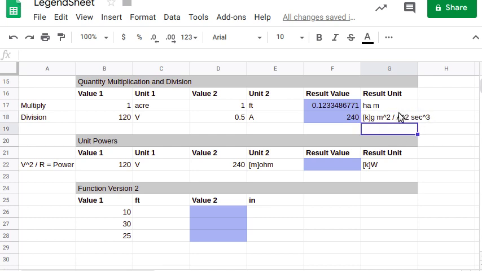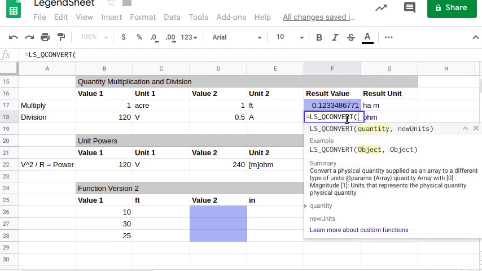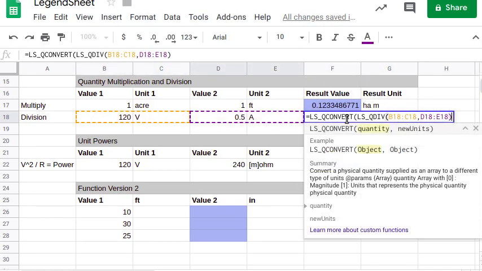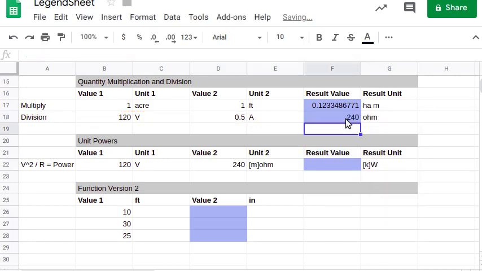Sometimes, if you're following strict order of operations, you'd need parentheses, but this is the notation that LegendSheet Units uses, and it's just anything after the divide sign is in the denominator. So let's make sure that that is actually an ohm, and let's do an explicit conversion, just like we did above. So equals LSQ convert. We're going to chain those functions together again, LSQ div, and then convert to ohms. And we can see that, yes, indeed, it is 240 ohms is the resistance of that conductor. Great. So that's consistent so far, and I think we've proved that this is pretty useful.